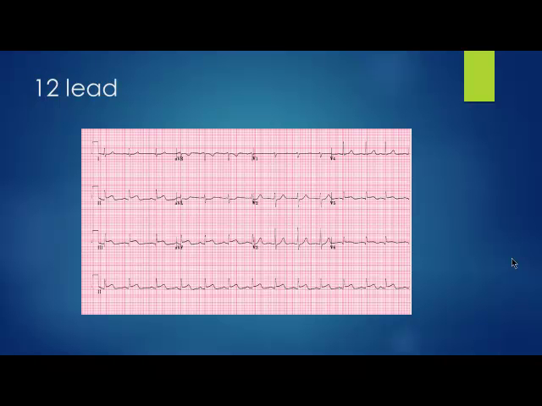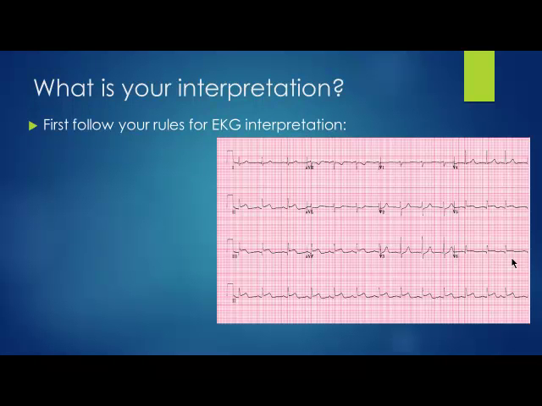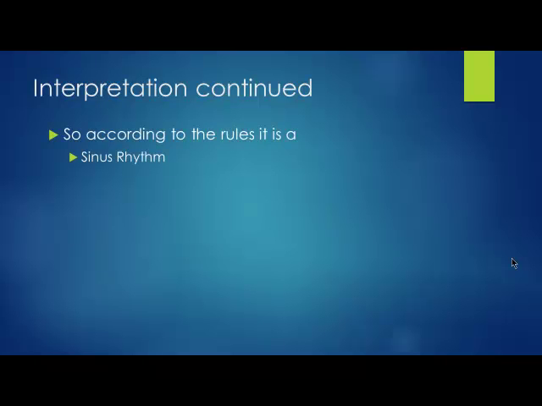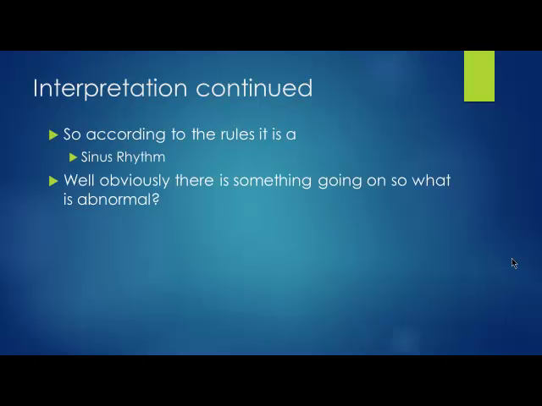So, where do I see the big changes? All right, 2, 3, AVF. Where are my reciprocal leads I need to look at for leads 2, 3, AVF? 1 and AVL. We got some depression there, a little bit of depression there. But the big deal here is that leads 2, 3, AVF, they're contiguous leads. All right. Lead 2, rate 75, rhythm regular, P wave upright, PRI 0.24, QRS greater or less than 0.10. According to the rules, it's a sinus rhythm except for that one thing.